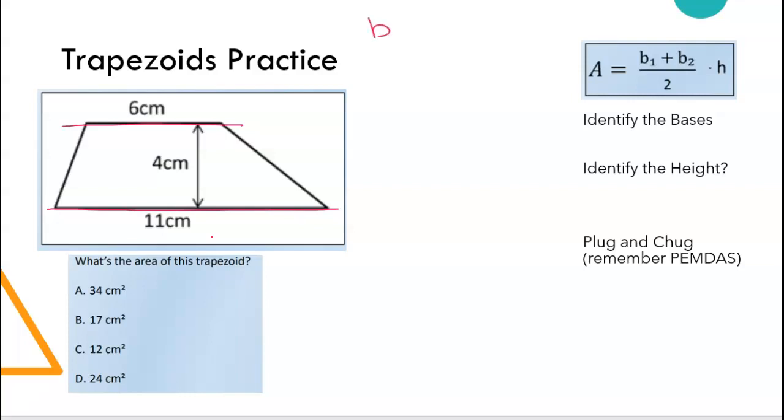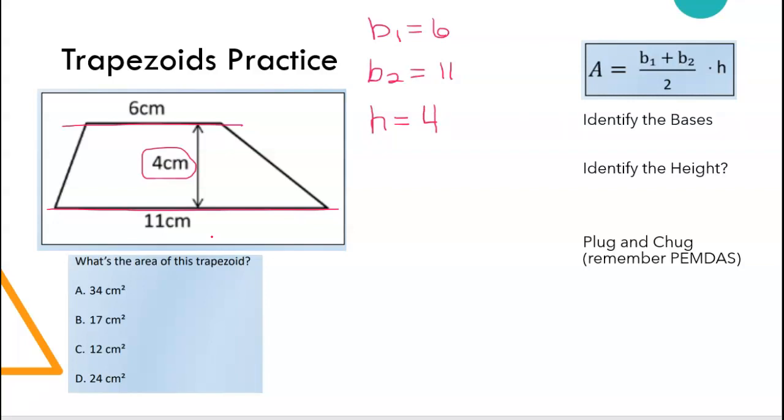Okay? So I'm going to say base 1 is the top one. That's going to be 6 centimeters. And base 2 is going to be the bottom side, which is 11. Well, the only other measurement we have is this 4 centimeters. And these arrows show that that's the distance between the two bases. And since that's the only one we have, and since we know that the distance between the two bases is going to be the height, it has to be 4.